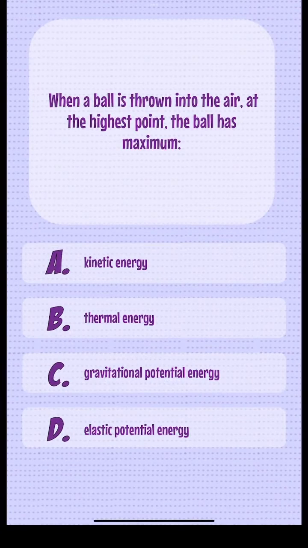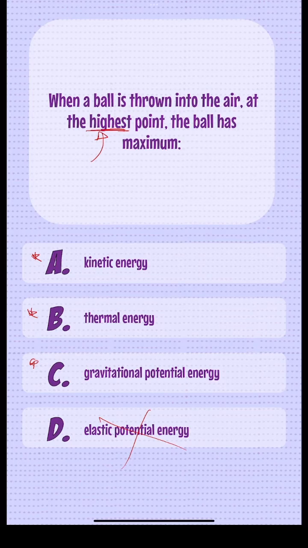So, yep, nearly done. When a ball is thrown into the air, at the highest point, the ball has maximum, again, hopefully straightforward. This is to do with height. At its highest point, it's going to have maximum. We're getting a mix of answers here. Kinetic, someone said. Thermal, someone said. Gravitational potential, someone said. Not elastic potential. There's no rubber bands or springs involved. The answer's not D.